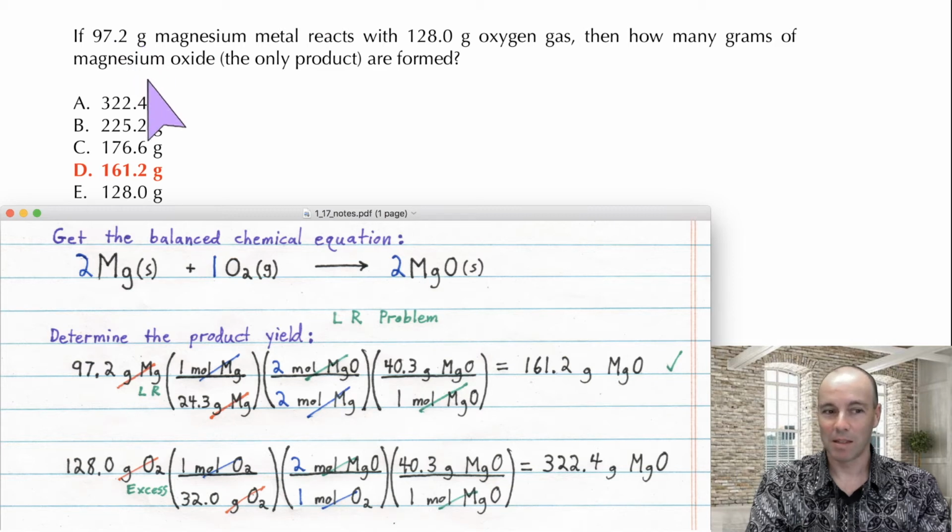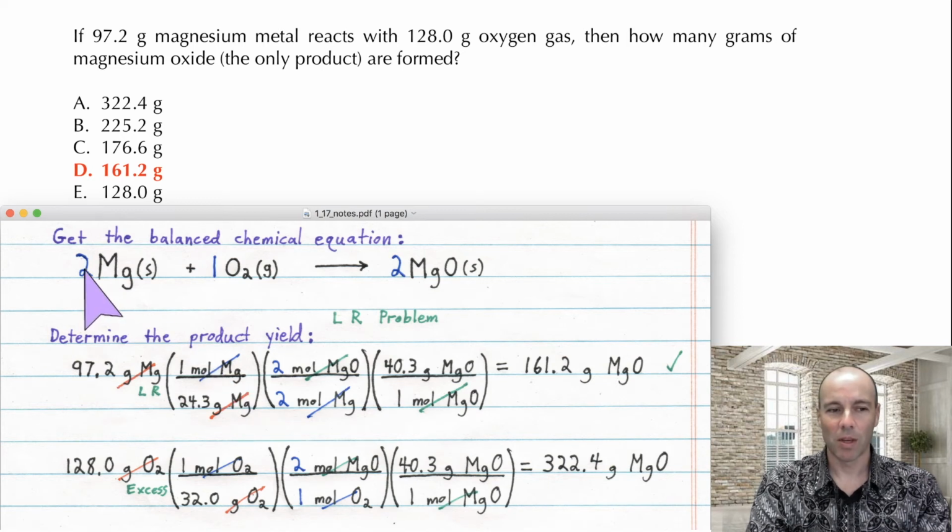97.2 grams of magnesium. If you look up magnesium on the periodic table, its atomic mass is 24.3 grams. So 1 mole of magnesium is 24.3 grams. And when you take your mass that you start with and multiply it by this conversion factor, 97.2 over 24.3, you should be able to do that without a calculator. That comes out to 4. So what you have here is 4 moles of magnesium.